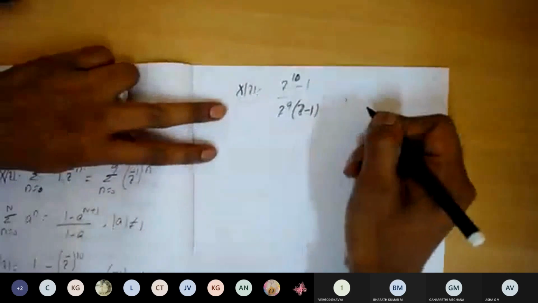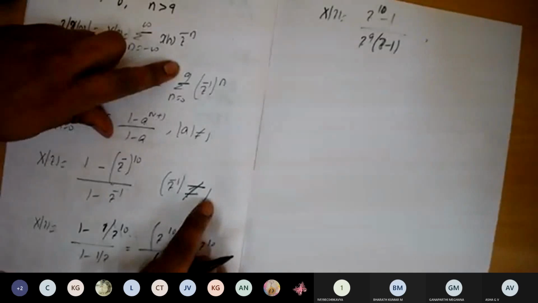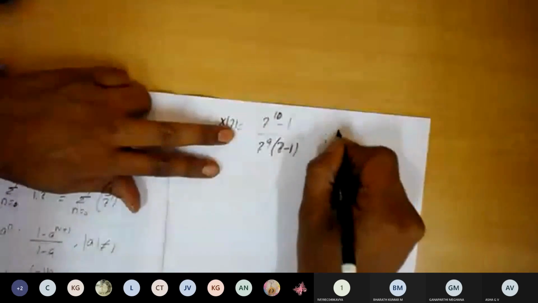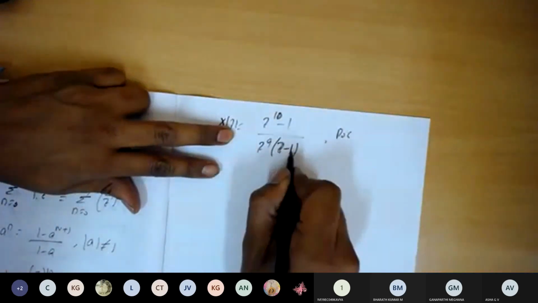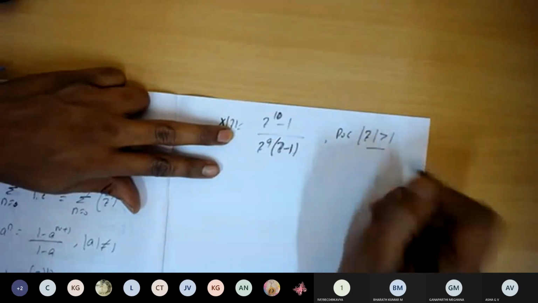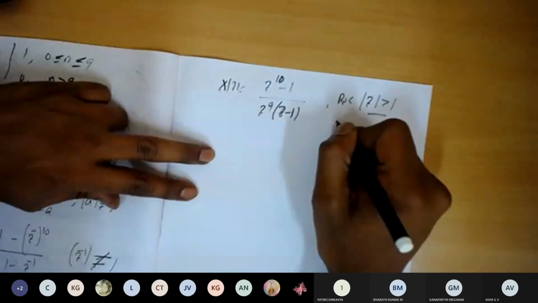So here the region of convergence is, as we have already seen, Z inverse should not be equal to 1, or Z inverse should be less than 1, or Z should be greater than 1 here. So the ROC is Z greater than 1, so that we have the positive value there. That is the region of convergence.